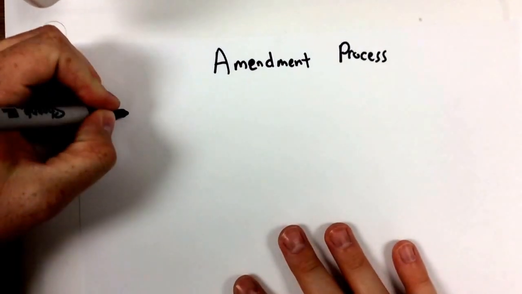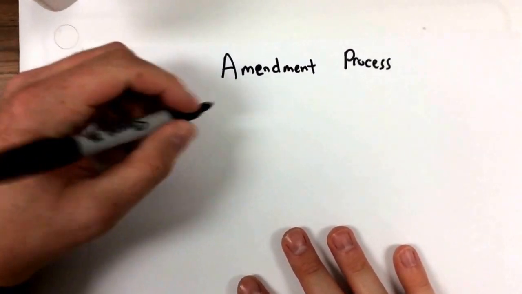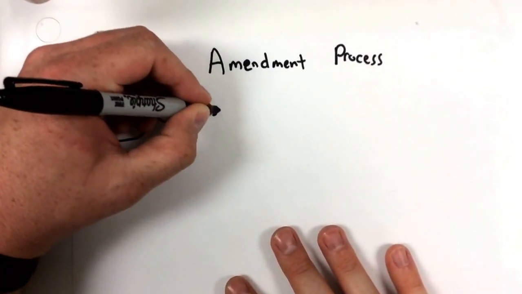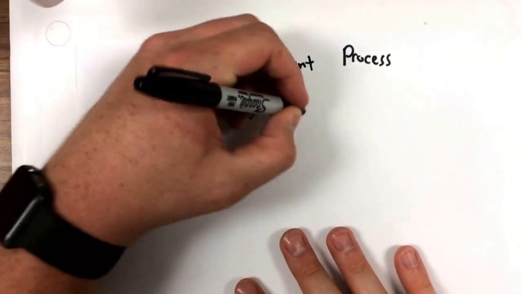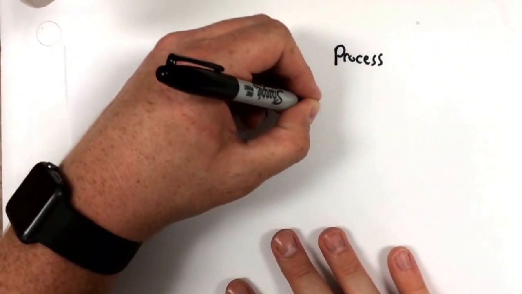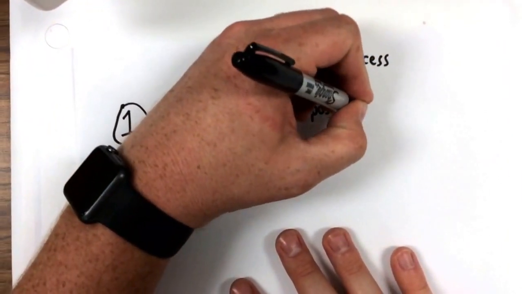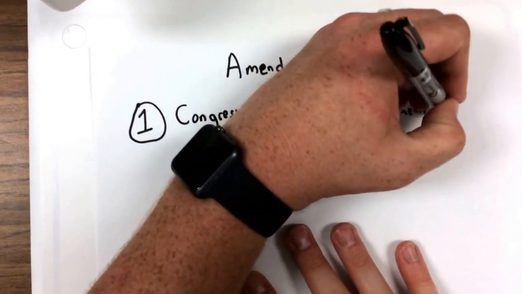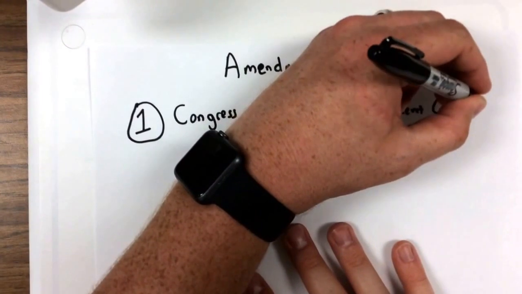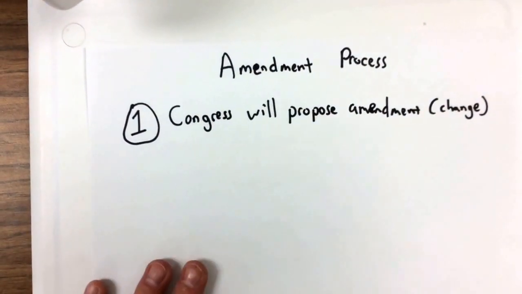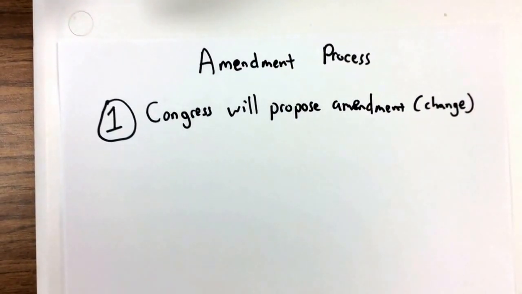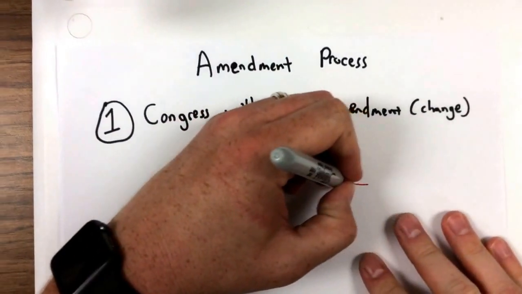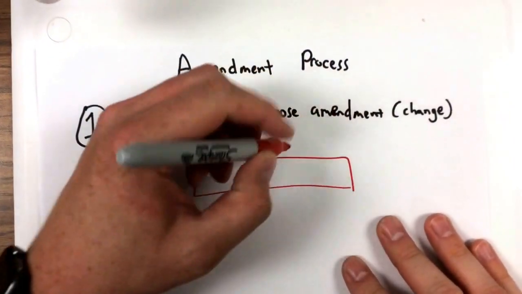First step in this process is Congress will propose a change. We'll propose an amendment, and that's just a change to the Constitution. And when that happens, we're going to have Congress meet together. Now, when Congress meets together, remember we have our two House legislature.